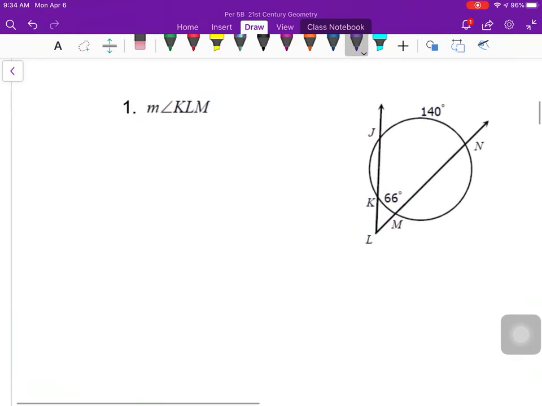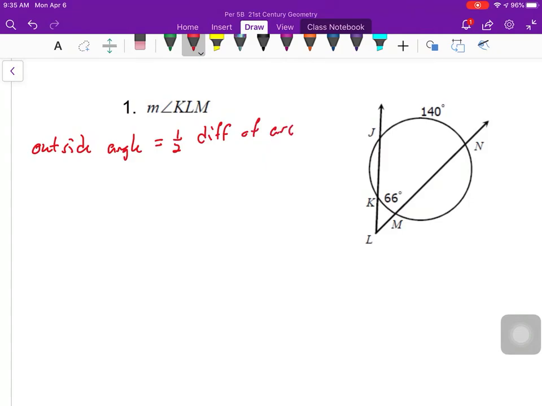So let's take a look at calculating some of these outside angles. And I think we have about 9 examples here. So here we go. Clearly it's an outside angle, so it's going to be equal to half the difference of the arcs. Difference means we're going to subtract. It's going to be important that we can actually determine what the arcs are.